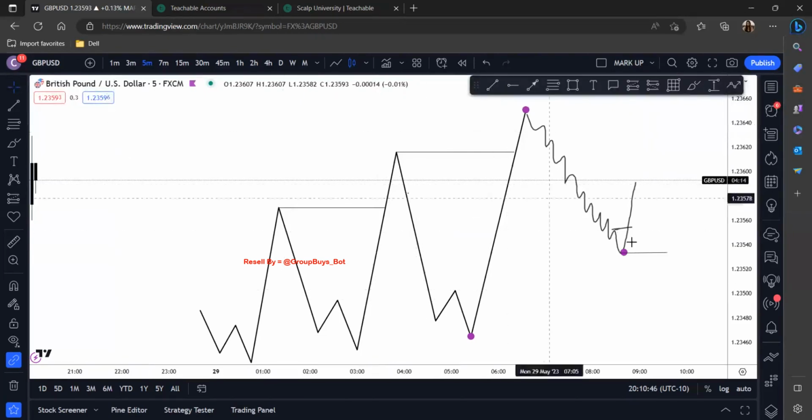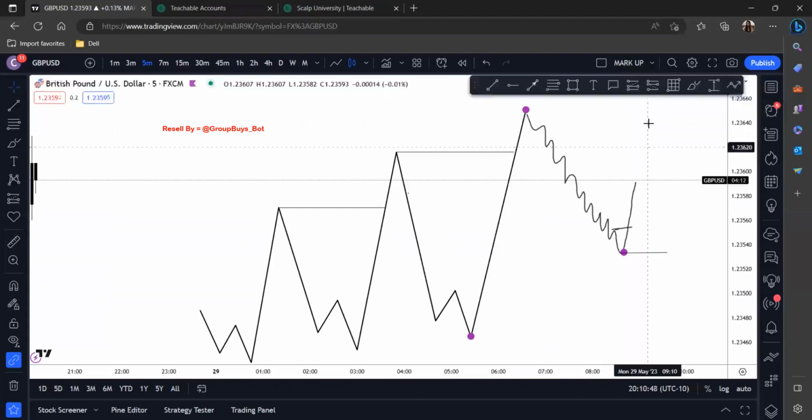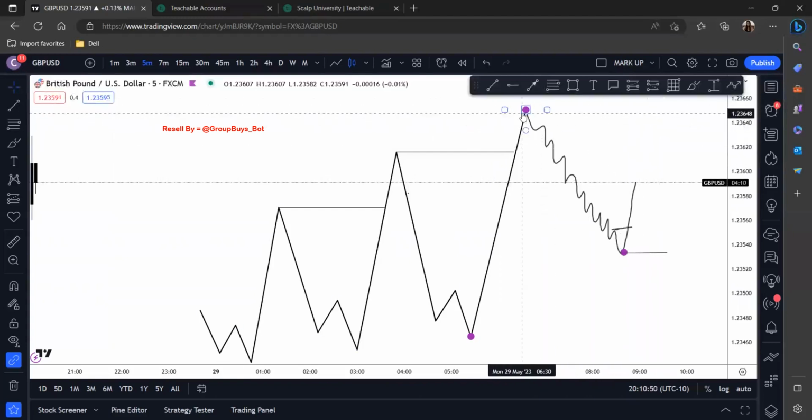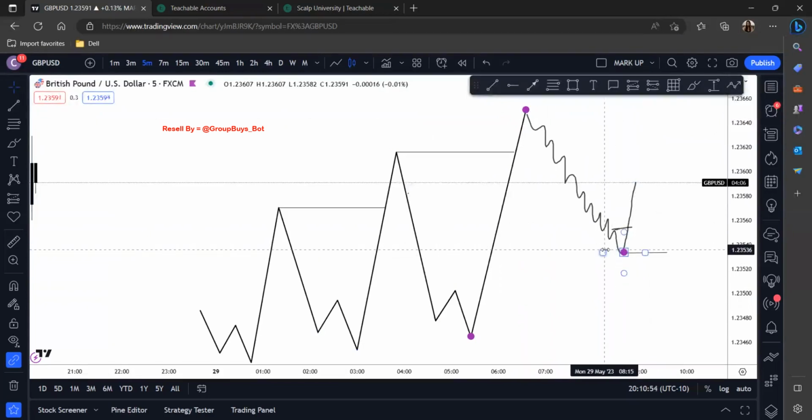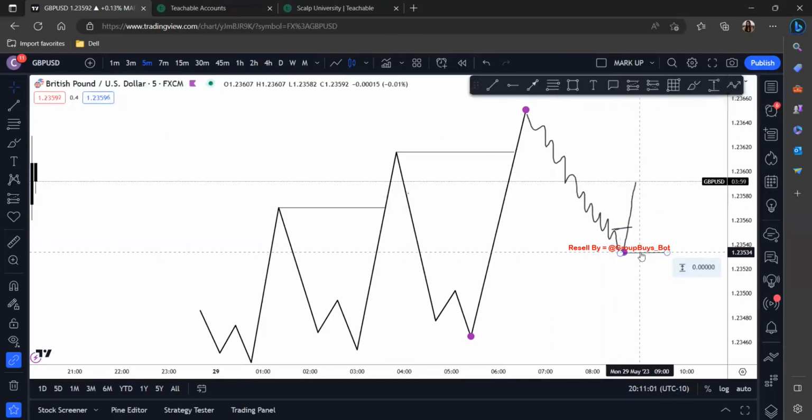So whenever this happens, like I said, if a low fails to create a new high, or if a high fails to create a new low, then that low or high is considered a weak low or a weak high, and they will get ran through.